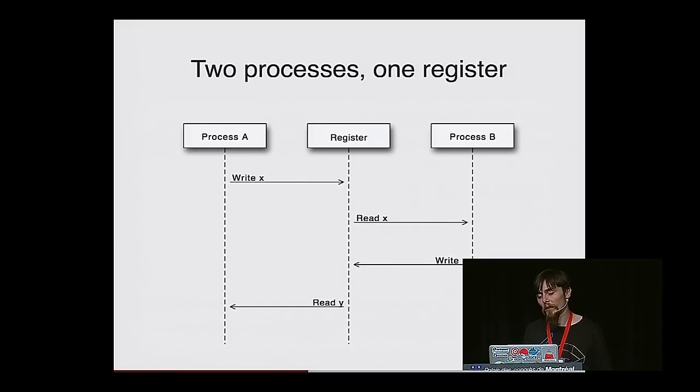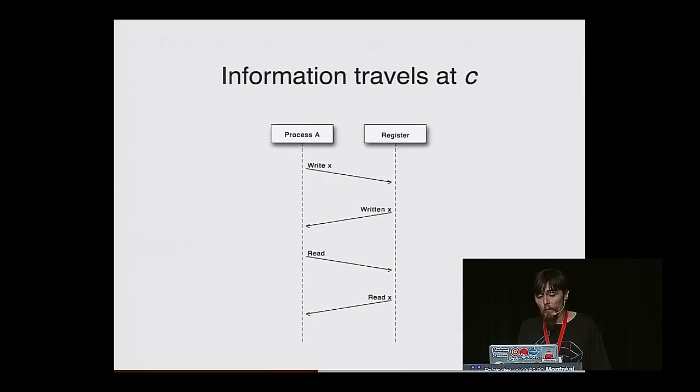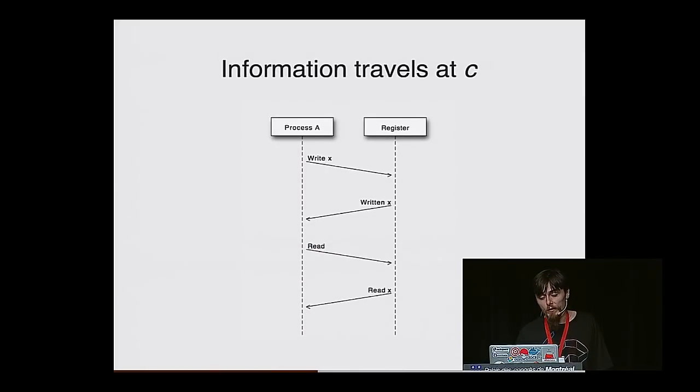How else could it? Now, the problem is that we are a spoiled bunch because this is actually an extremely strong model, which in a distributed system is extremely difficult to realize. First of all, information travels at the speed of light. So those neat little straight arrows that I drew, they're actually a little slanted because it takes a while. Right? So you write x, and then you've written x, and you do a read, and then you read x again, but it takes a while.